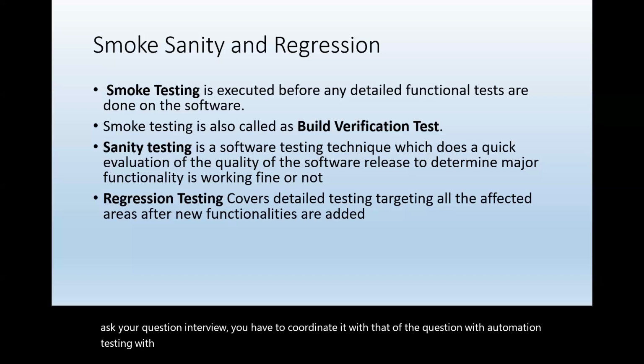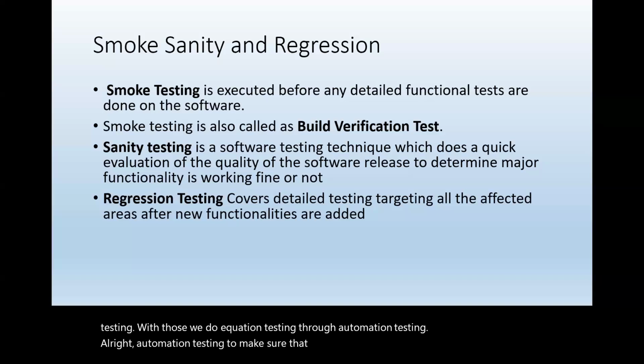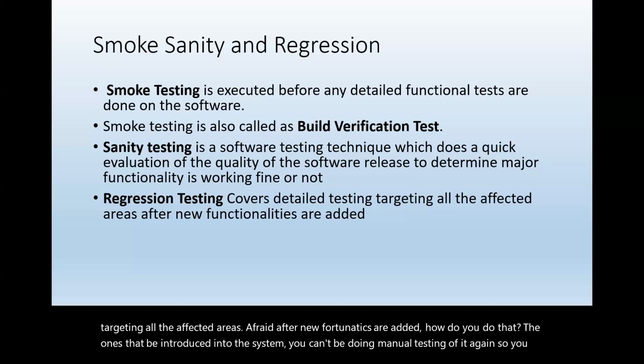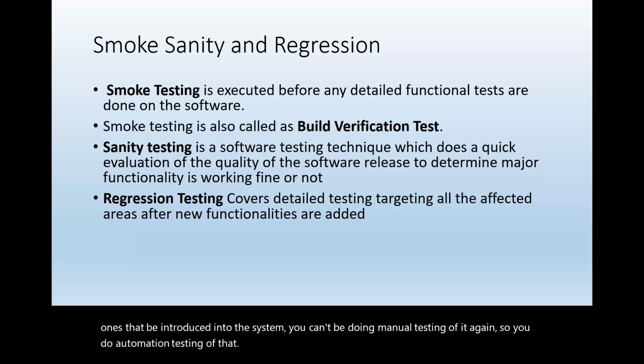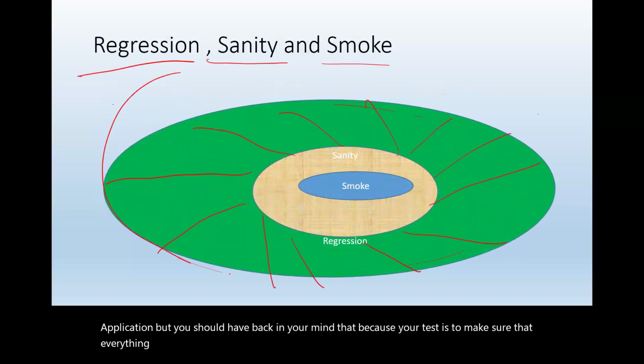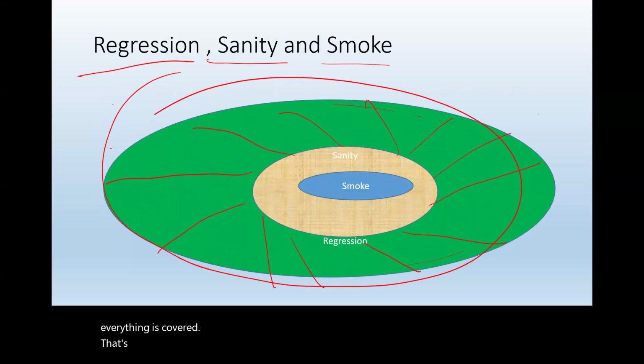We do regression testing through automation testing. Regression testing is to make sure that everything is covered. It covers detailed testing, targeting all the affected areas after new functionalities are added. And how do you do that? The ones that are being introduced into the system, you can't be doing manual testing of them again. So you do automation testing of that application. But keep in mind that regression testing is to make sure that everything is covered. That's why I say smoke testing is a subset of sanity testing, and sanity testing is a subset of regression testing.